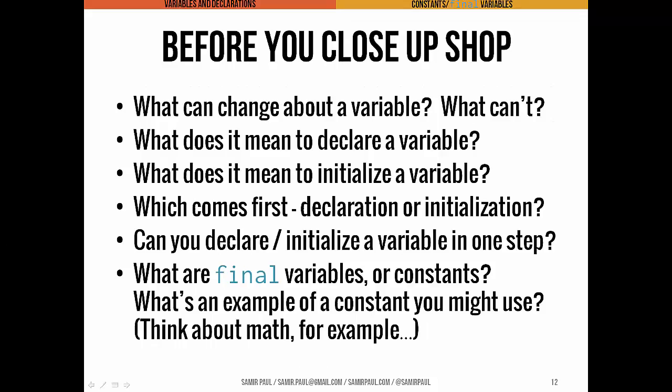So a couple things before you close up shop. You want to make sure you know what we can change about a variable and what we can't change. What does it mean to declare and initialize a variable? What comes first, declaring or initializing a variable? Can you do it in one step? And what are final variables or constants? What's a reasonable example of a constant you might want to use at some point in a program?